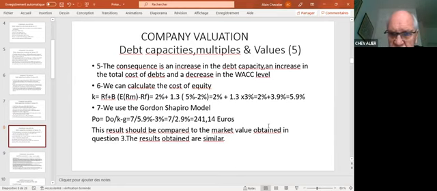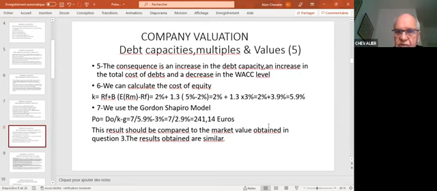You get the value of G here, which is supposed to be 3%. And the last dividend, which is 7, which means you get 7 divided by 5.9 minus 3%, which is 7 divided by 2.9, equal to 241.14. And you compare the 241.14 to the 250.